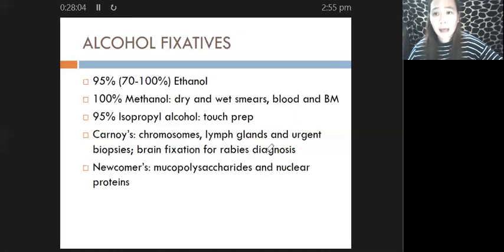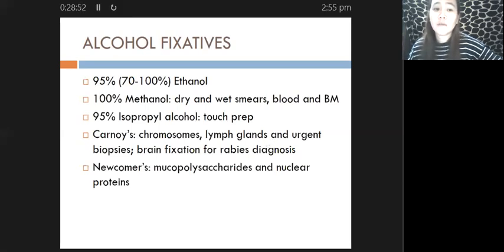Why? Because your alcohol is an organic solvent, so it is capable of dissolving out your fats and lipids. As a general rule, the use of alcohol fixatives is contraindicated in fats and lipids, but not in carbohydrates, because they are really for carbohydrates. Remember, what is our rule in carbohydrates again? Do not use aqueous solutions, because your carbohydrates, particularly your glycogen, are soluble in water or in aqueous solutions.